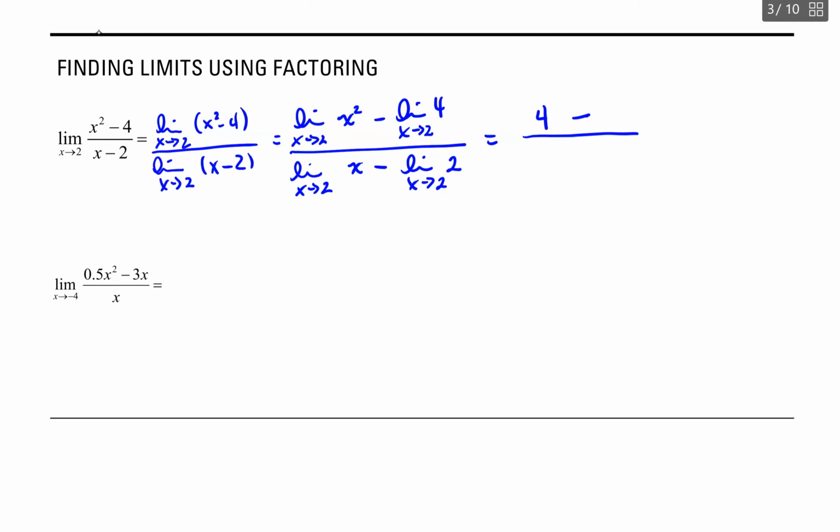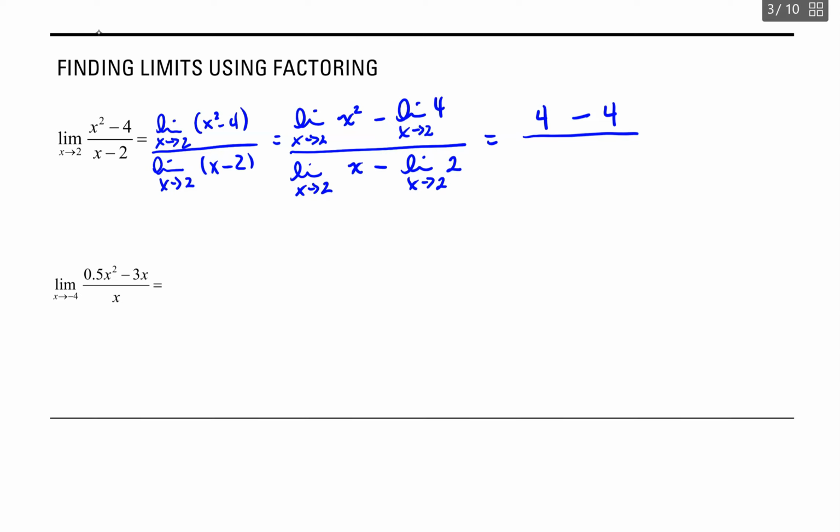Now, looking at our second term, the limit as x approaches 2 of 4, notice that the value of x does not affect the quantity here. That 4 remains 4. It is not affected by x approaching 2. So we would have 4 as our second term.